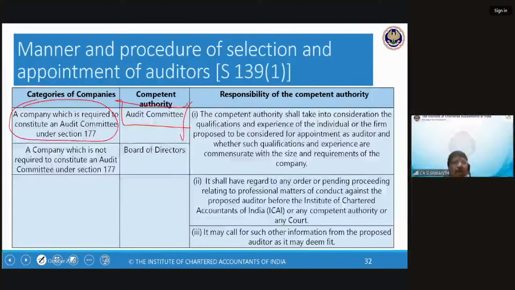Suppose the company is not required to constitute an audit committee, then the board of directors automatically will be the competent authority. The role of the competent authority is to fix the audit and all that, and they should also see whether any pending proceedings are there, and also call for such other information from the proposed auditor as it may be.